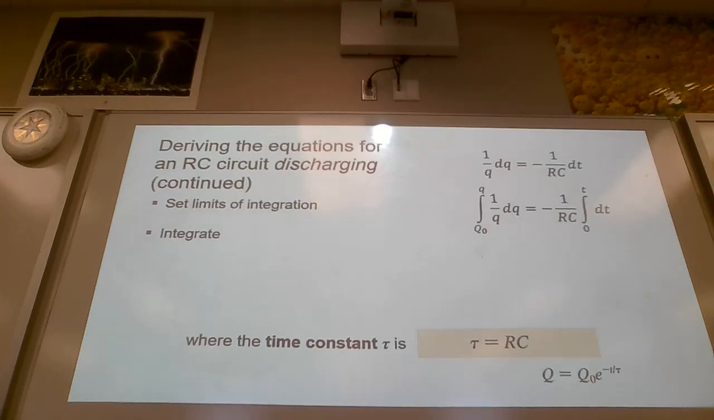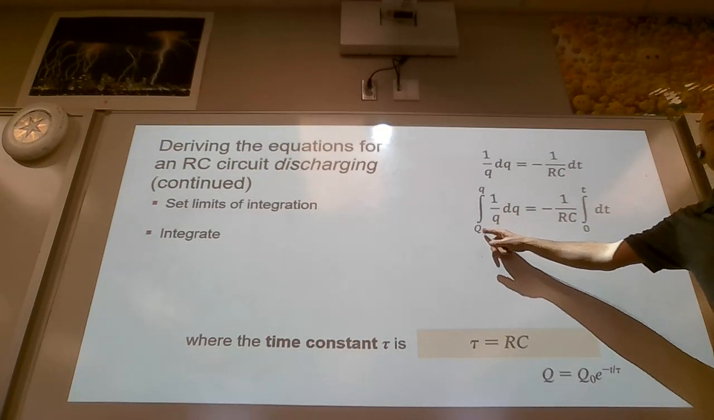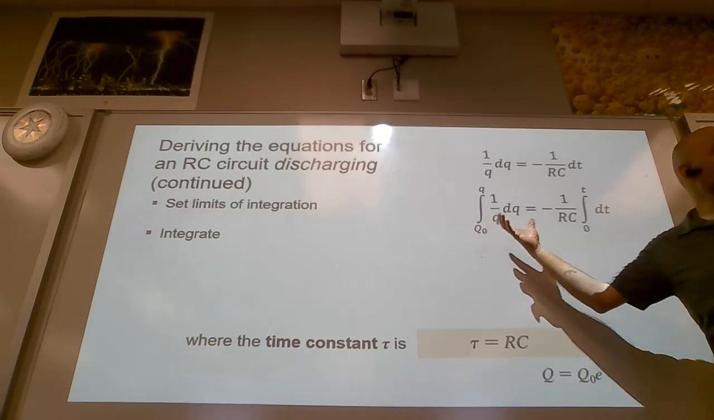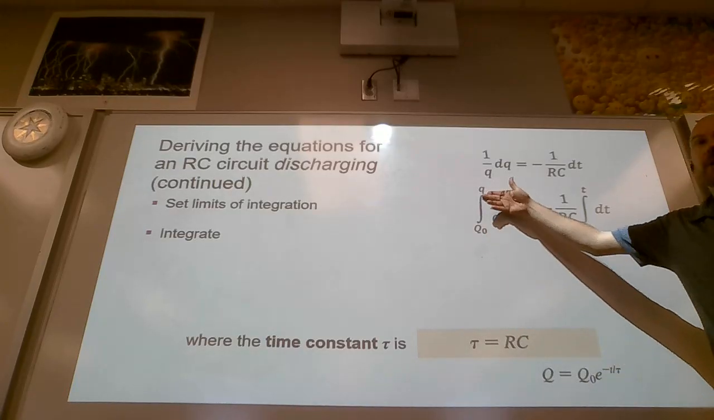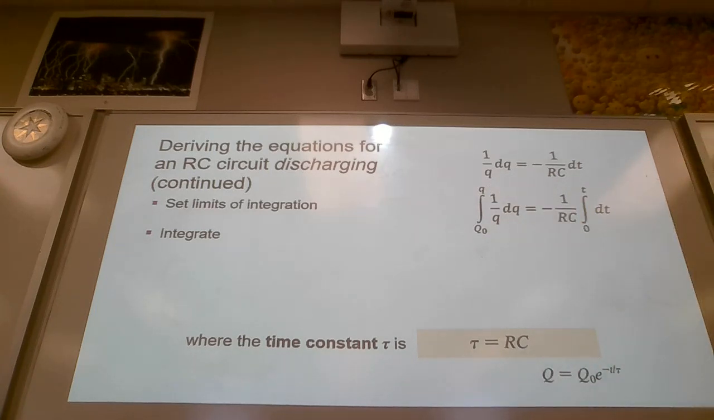Okay, so we get to this point here. We need to integrate, and our limits of integration: our charge is starting fully charged. We have a fully charged capacitor, and we're going to some temporary amount of charge. We don't know what. We're stopping at some point in time. And over here, we're going from 0, when the switch is closed, to some arbitrary amount of time.